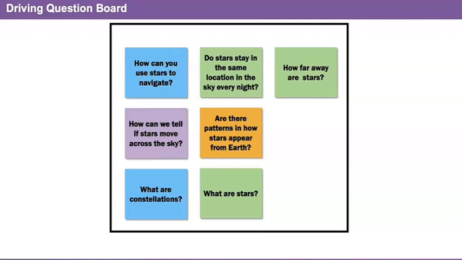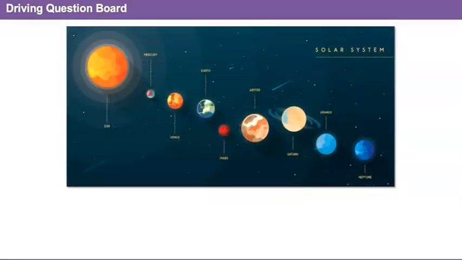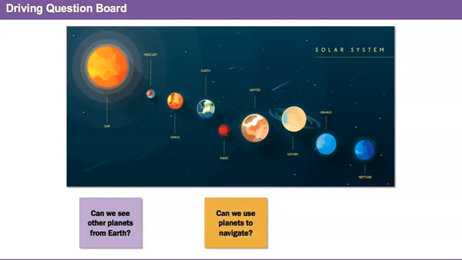Since all of these questions are about stars, let's call our third category, How can we explain our observations of stars? But wait a minute. The sun, the moon, and stars aren't the only celestial objects, are they? Do you have questions about other celestial objects? I'm wondering about other planets. Can we see other planets from Earth? And because we use some celestial objects to navigate, do you wonder, can we use planets to navigate?